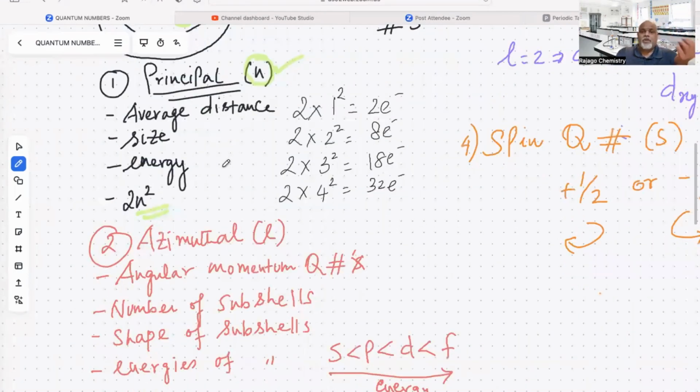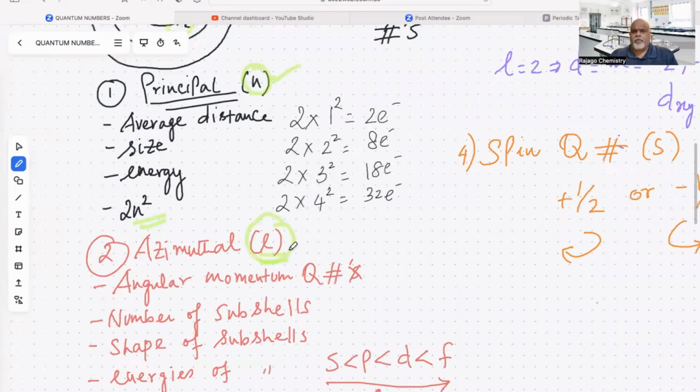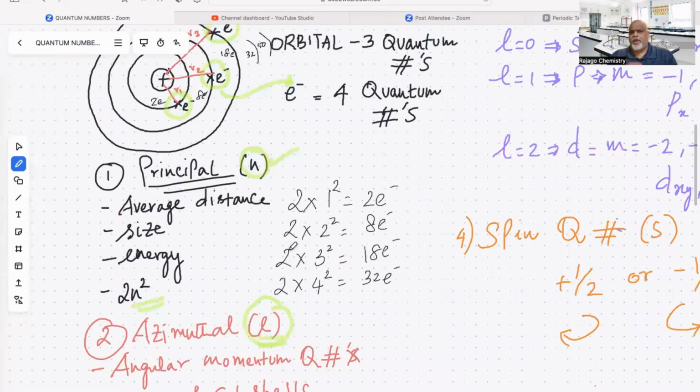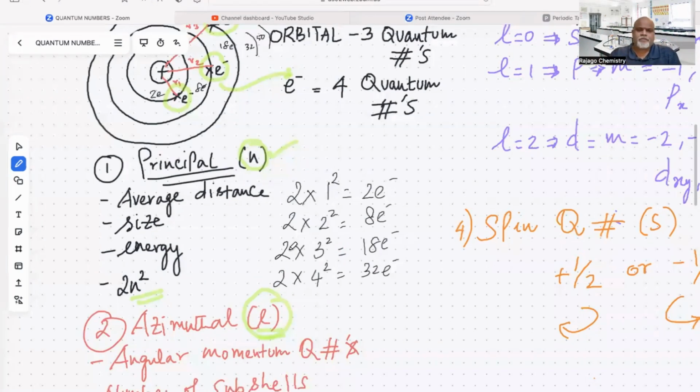The azimuthal quantum number is also called the angular momentum quantum number. It is represented by the letter L. It tells you the number of subshells inside the orbit. You have a shell, and inside each shell there is a subshell. There is a model that we sometimes teach: there is a neighborhood, and inside the neighborhood there are houses. That's what we call these subshells.